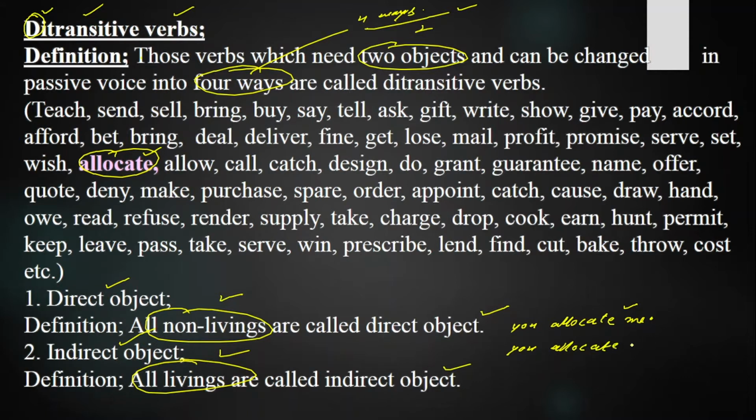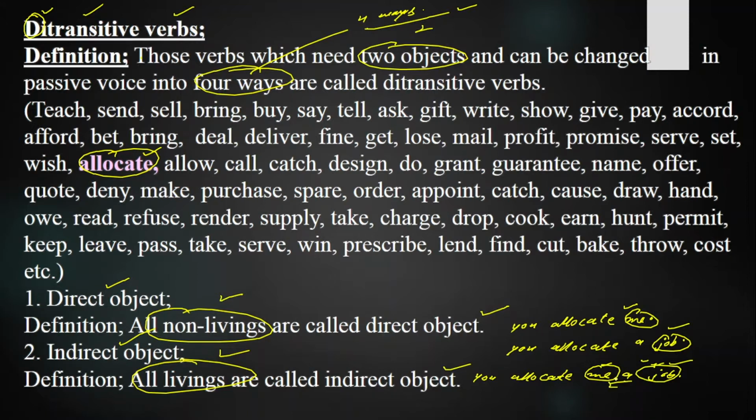And if I say you allocate a job, now for whom do you allocate a job? You know, for that both objects are necessary to be put. If I say you allocate me a job, the meaning is now clear. You allocate me what? A job. You allocate a job for whom? For me.